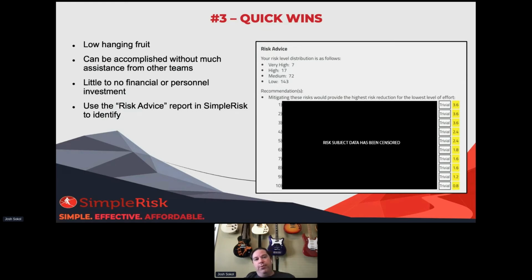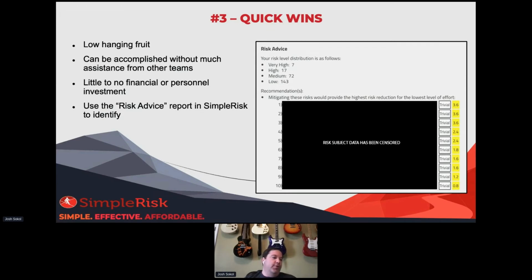In SimpleRisk, we have what we call the risk advice report that you can use to identify this. It's basically going to show you the level of effort that you specified for the mitigation mapped against the risk score. In this particular case, I've redacted the actual risk subjects, but here we can see our level of effort as trivial, and at the top a 3.6 risk score. So that's our low-hanging fruit, our quick win in this case, to show that we're moving the ball forward.